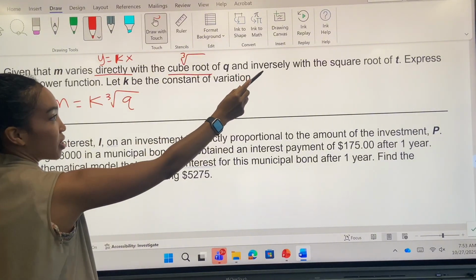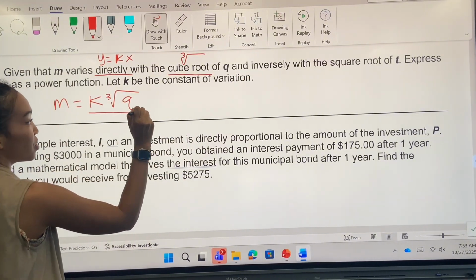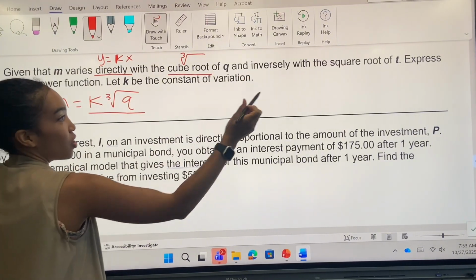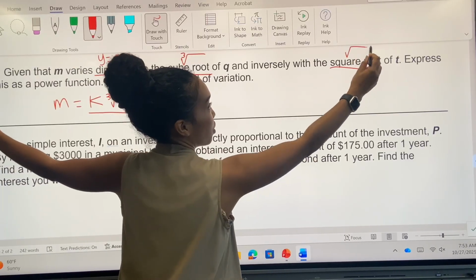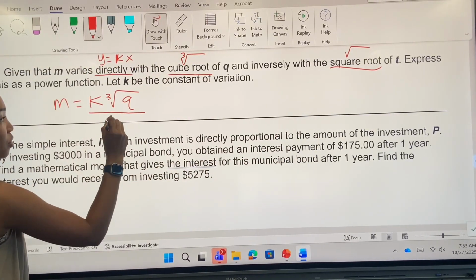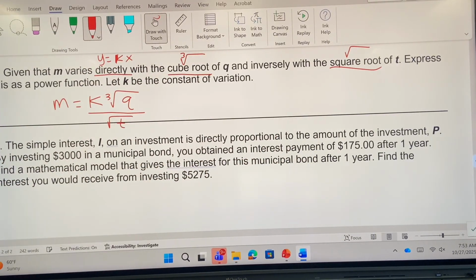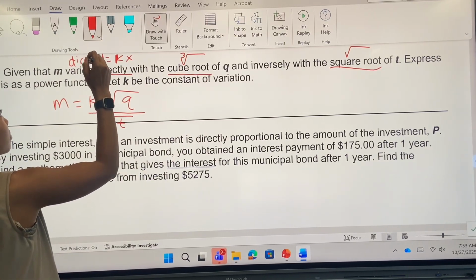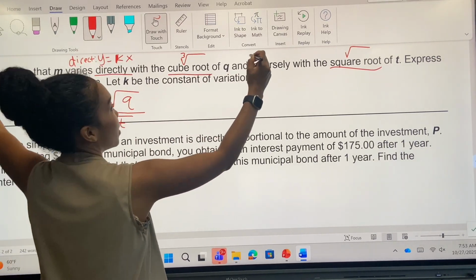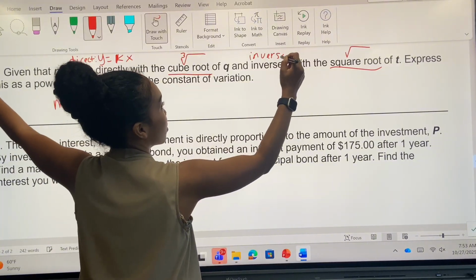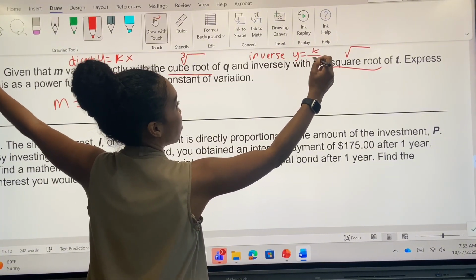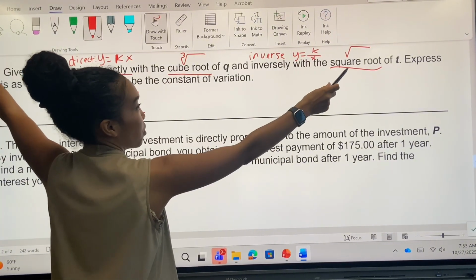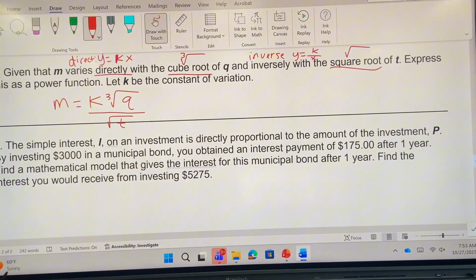And inversely, that means this is going to be in the denominator. The square root, this is a square root of t. So that's it. And remember, inverse, so this is the direct equation. And the inverse looks like this, y equals k divided by x. So that's why the square root of t was on the bottom in the denominator.